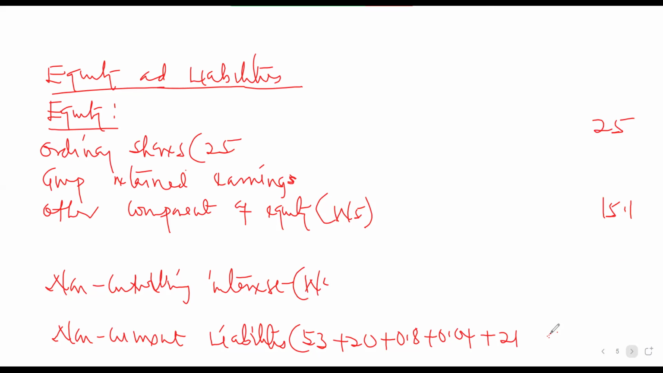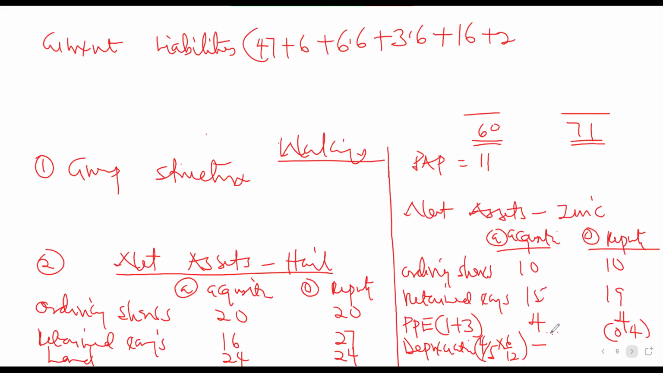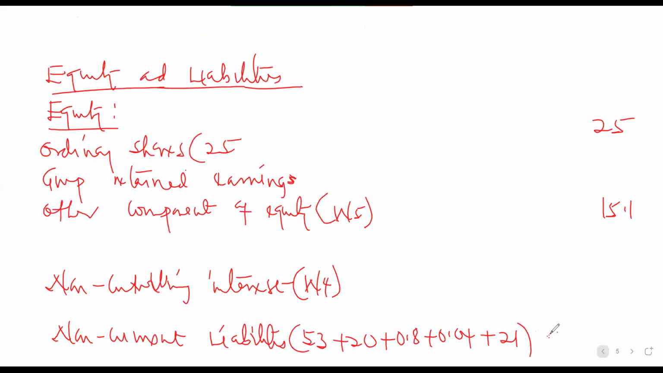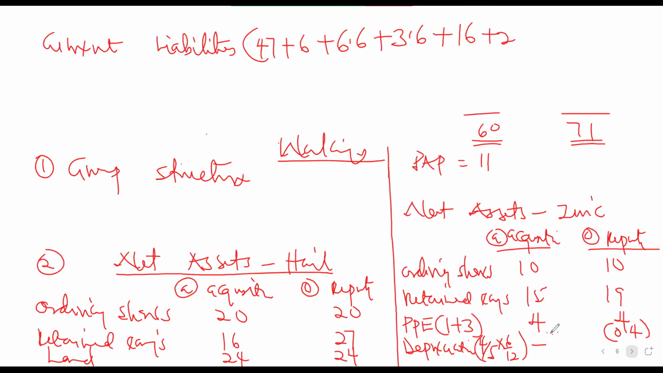Non-controlling interest will be workings 4. What are we having for that? So non-controlling interest will be 15 plus 9, 2.2 plus 1.44. So we have 27.64. Please, can you be confirming the figures for me? 27.64. It's correct.